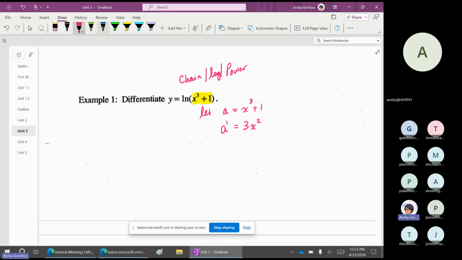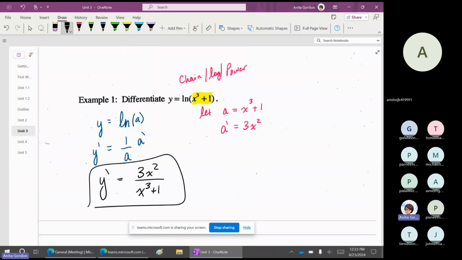Mm-hmm. So shouldn't that just equal 1 over x cubed plus 1? I still have to apply the chain rule. So we have to apply the chain rule before you differentiate. So this is like saying ln of a. All right. So y prime is 1 over a, but chain rule times a prime. So when I substitute back, this is a prime, 3x squared, over a, x cubed plus 1.